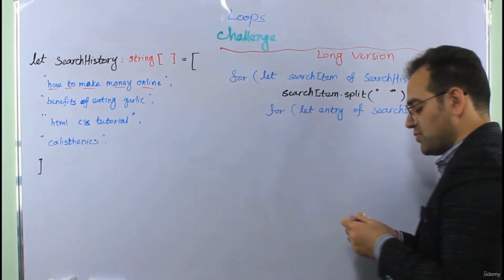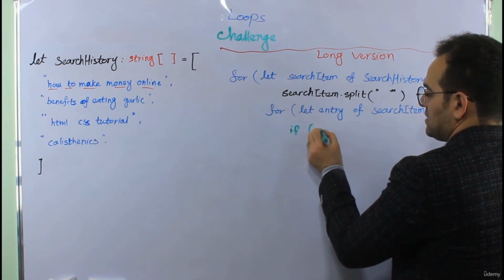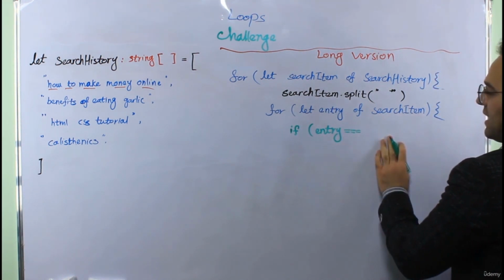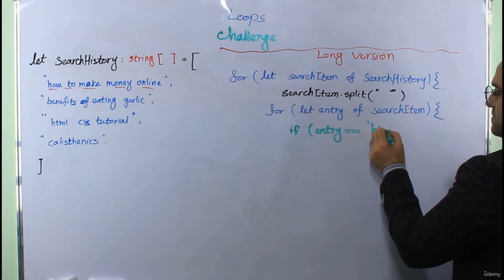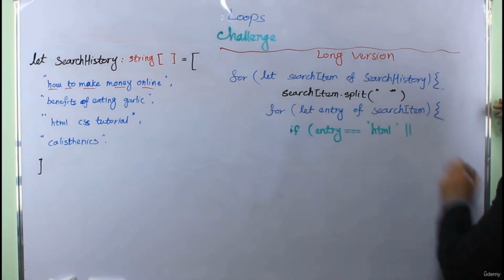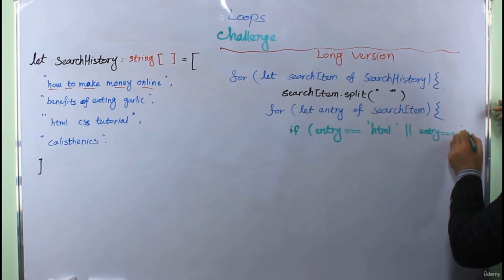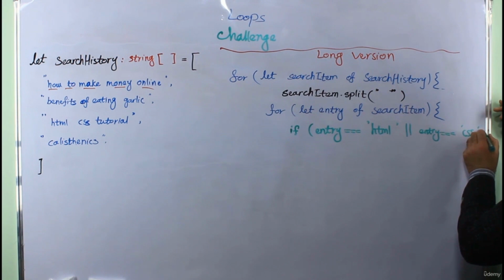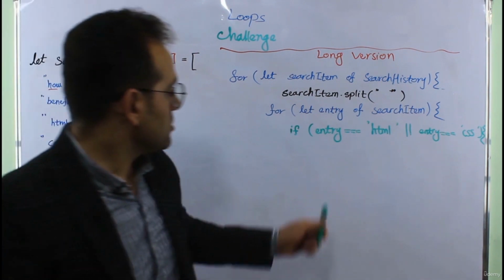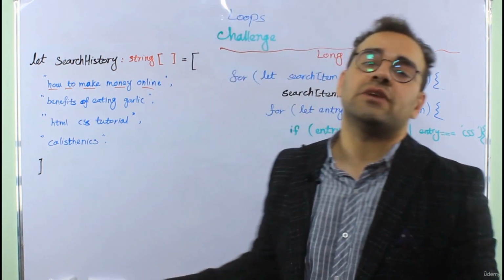So what we are going to do is write a conditional. I'm going to say if entry is equal, triple equal, to HTML, or the logical or operator, or entry is equal to CSS. I'm not sure if you can see that. Let me open the code block. Let me just take a look at it. Yeah, you can see that. So if entry is equal to HTML, or if entry is equal to CSS, it means that we have found our search items.